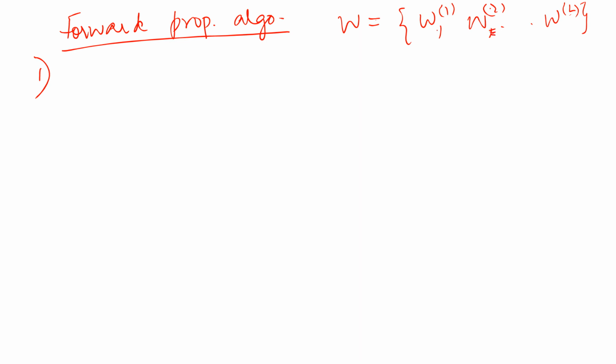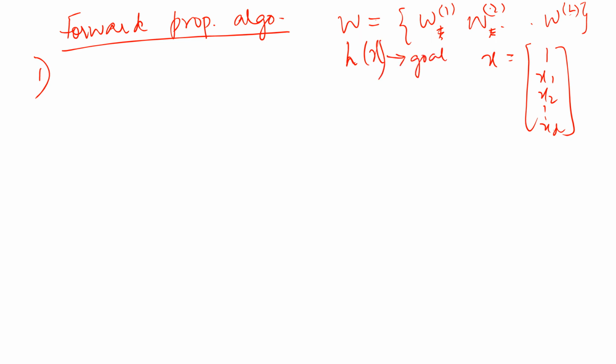I'm just assuming I have these W's at every step, essentially, right? And I also have my X, which is my input. This is usually the case because I have my data, right? So that's given to me. So how does this work? And what is our goal? My goal is to get my h of x. That's the goal. And how do we achieve that goal?